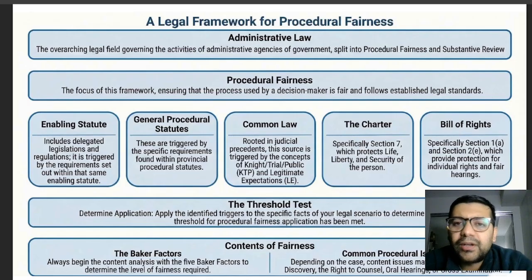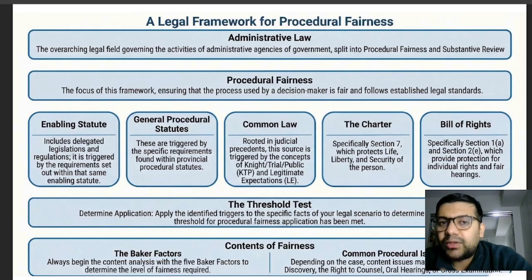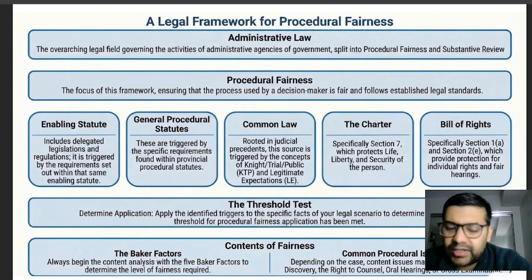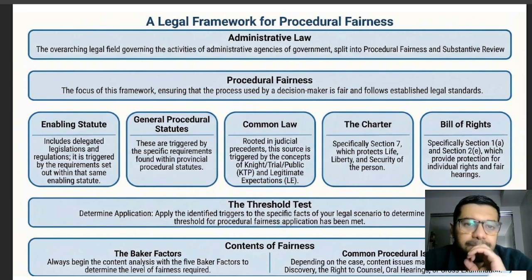So, the Bill of Rights is something similar, which is again Bill of Rights section 1A and 2E. These are the two sections that you have to read and remember, and they are again about the protection, providing protection for individuals' rights and fair hearing. Individual rights and fair hearings, right? If you read this again, we'll talk about it. The Charter and the Bill of Rights we'll talk about in detail.